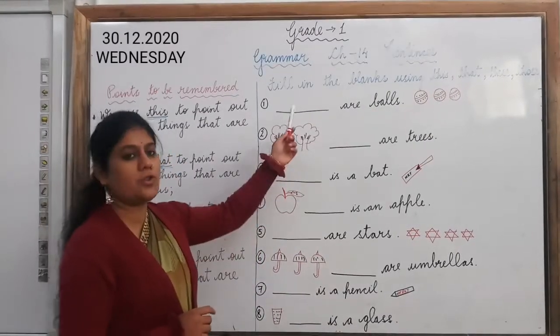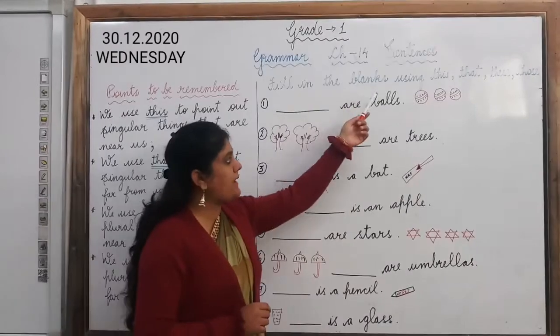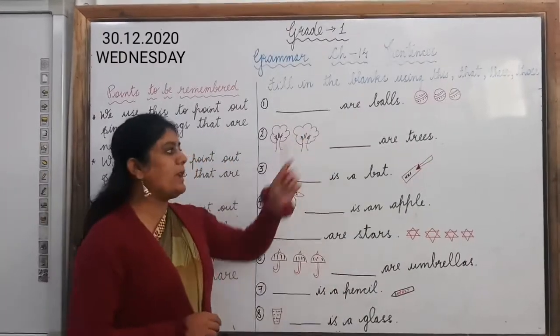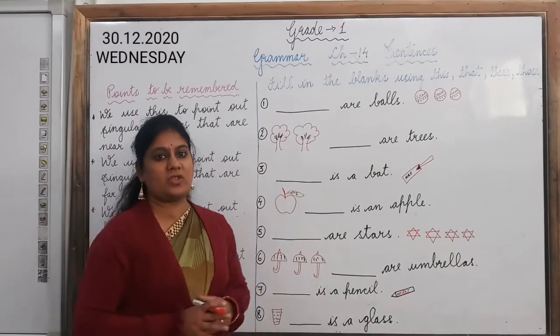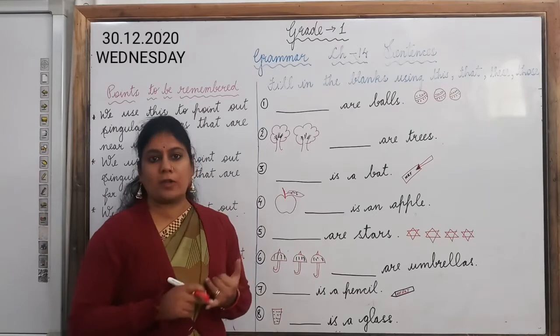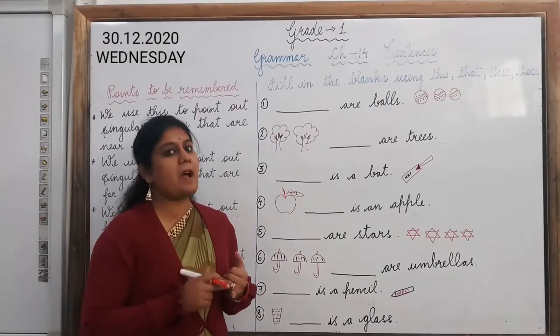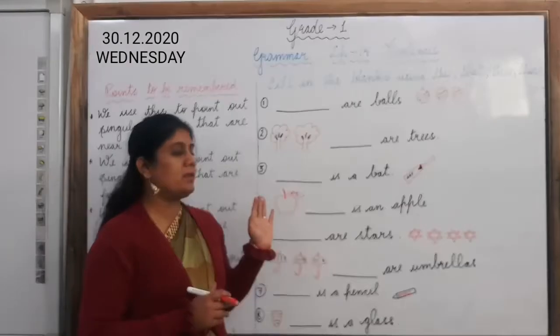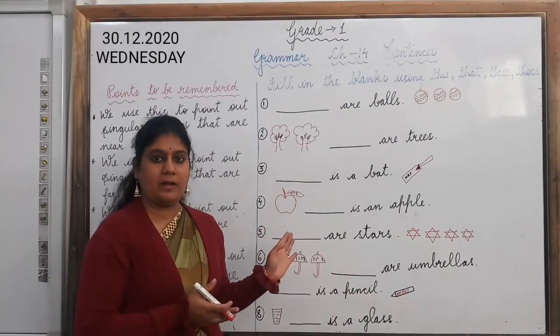Now children, read the question. Fill in the blanks using this, that, these, those. Now you have to read the sentence, you have to observe the picture, and what you have to observe? Firstly, the things are singular or plural. The things are singular in number or plural in number. And secondly, they are far or they are near.